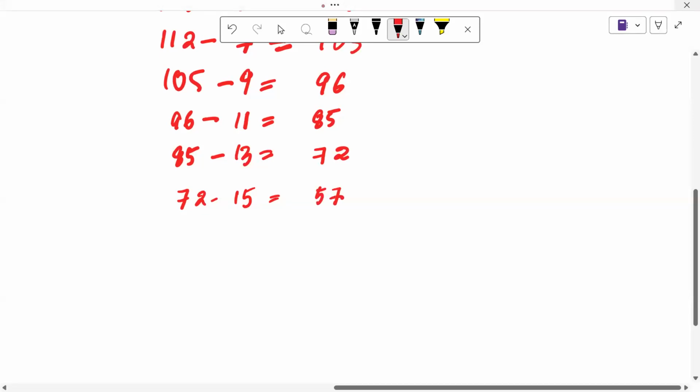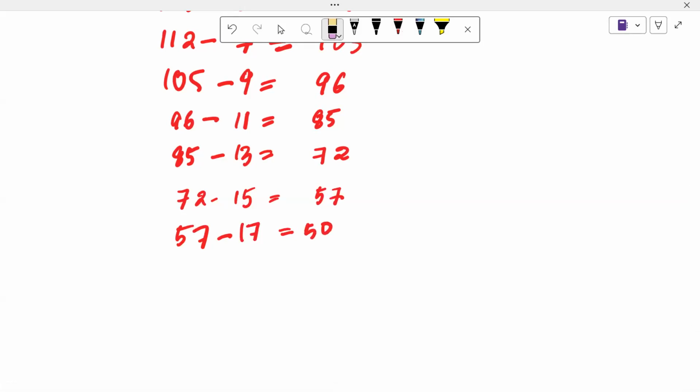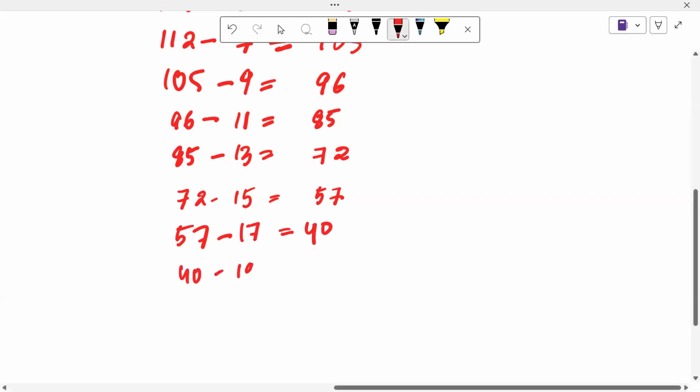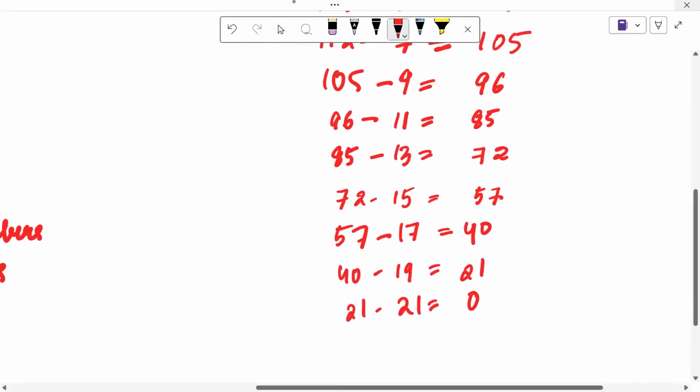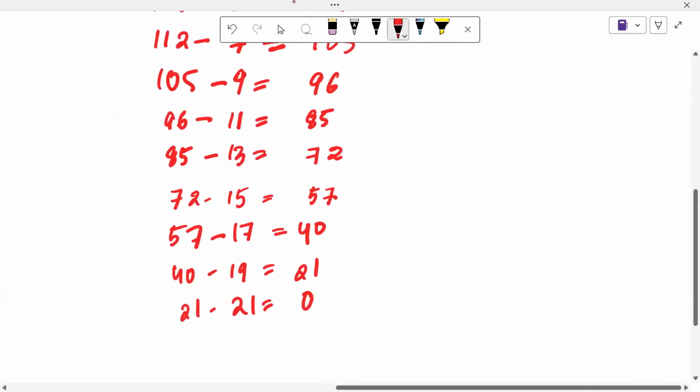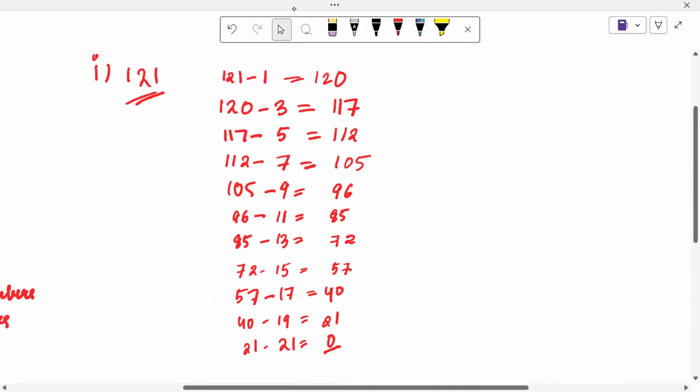Amar, you aren't answering. Please answer. 57 minus 17. Very good. What will be my answer? 40. Then 40 minus 19. 21. Okay, 21 minus 21. You get 0. See, I'm getting 0 at the last. That means 121 is a perfect square.